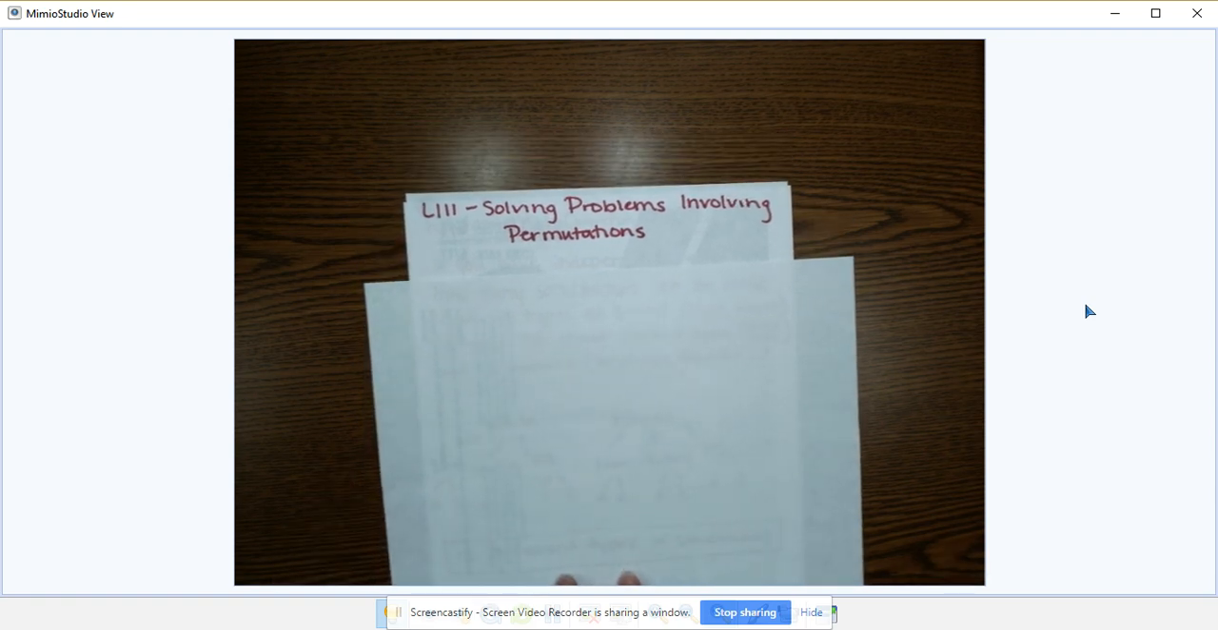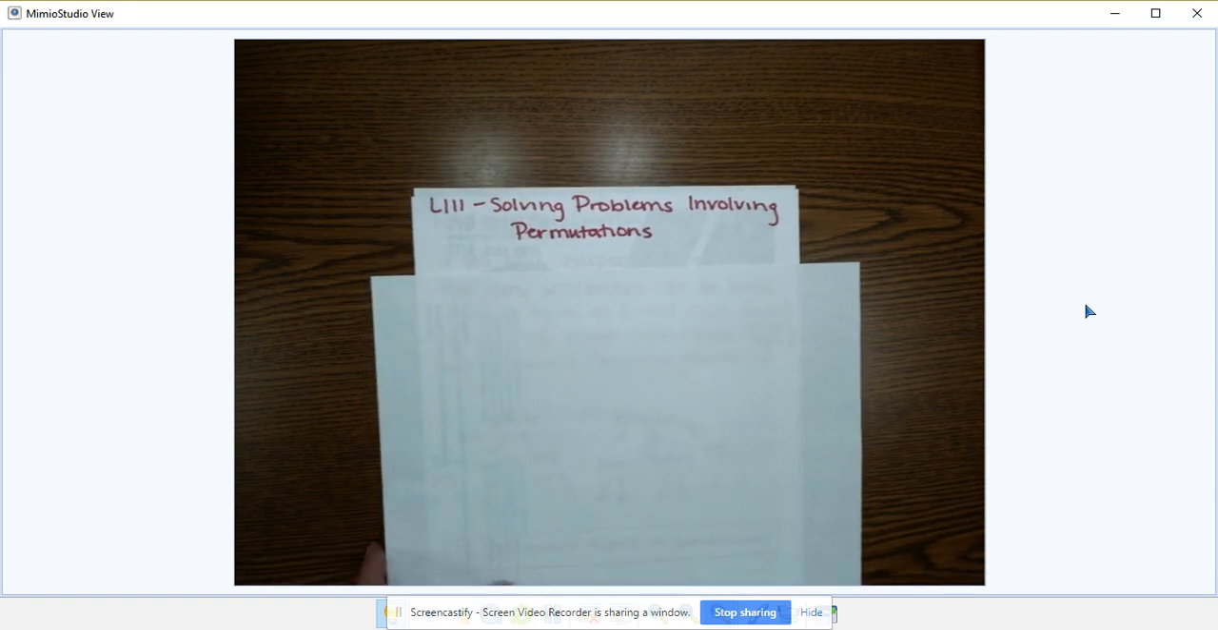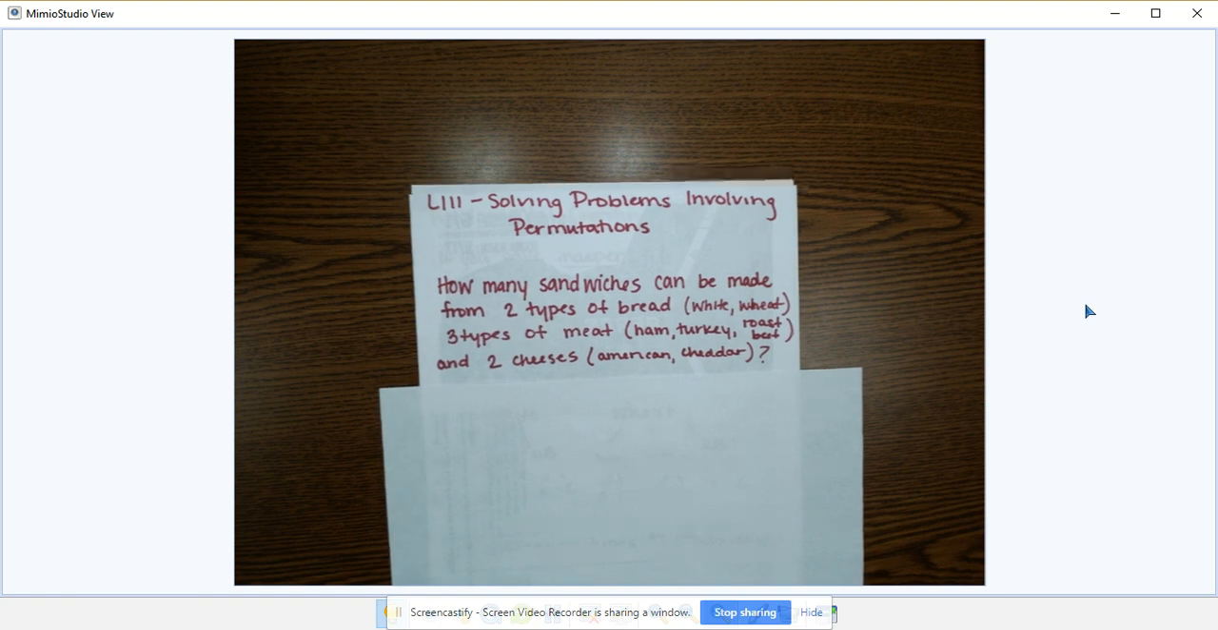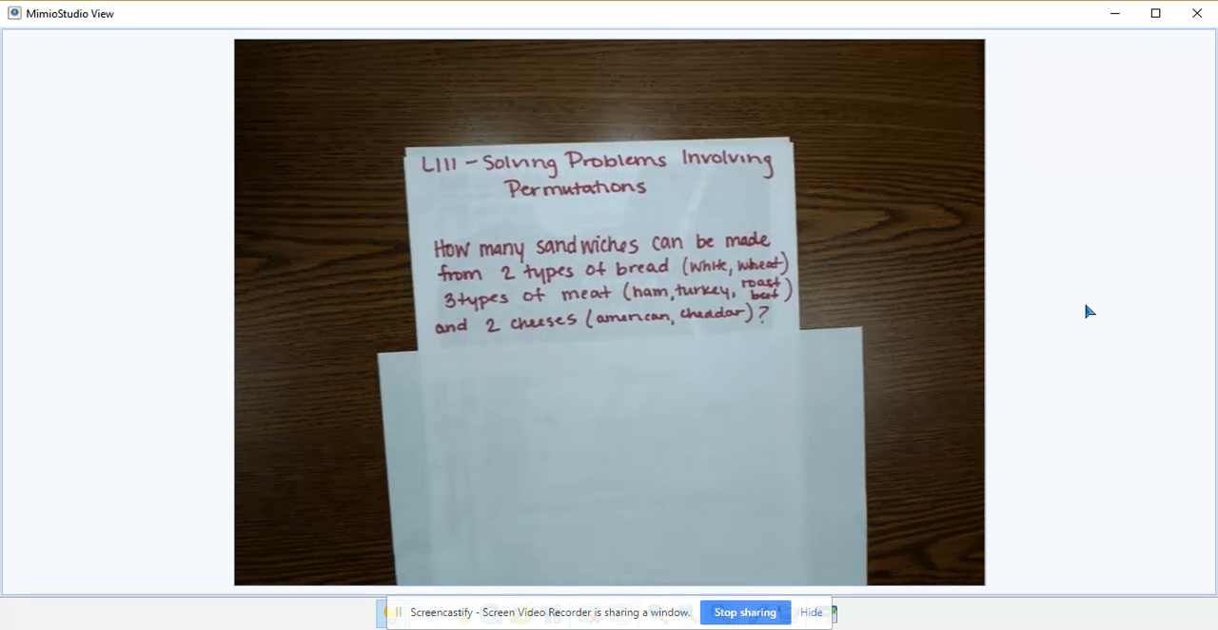All right, today we're going to look at something called permutations. So we have a question. We're wondering how many sandwiches can we make when we have 2 types of bread to choose from, 3 different types of meat, and then 2 cheese options.